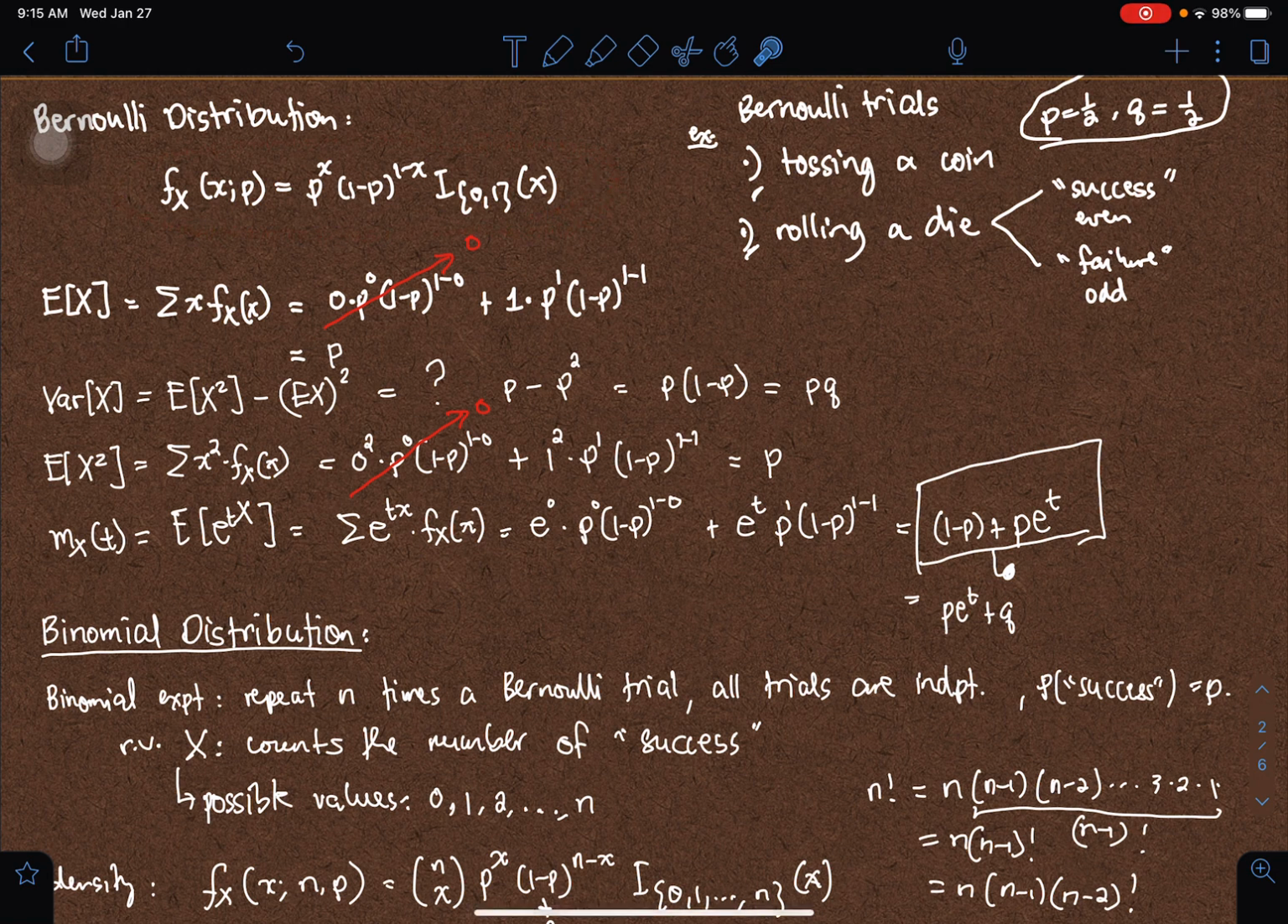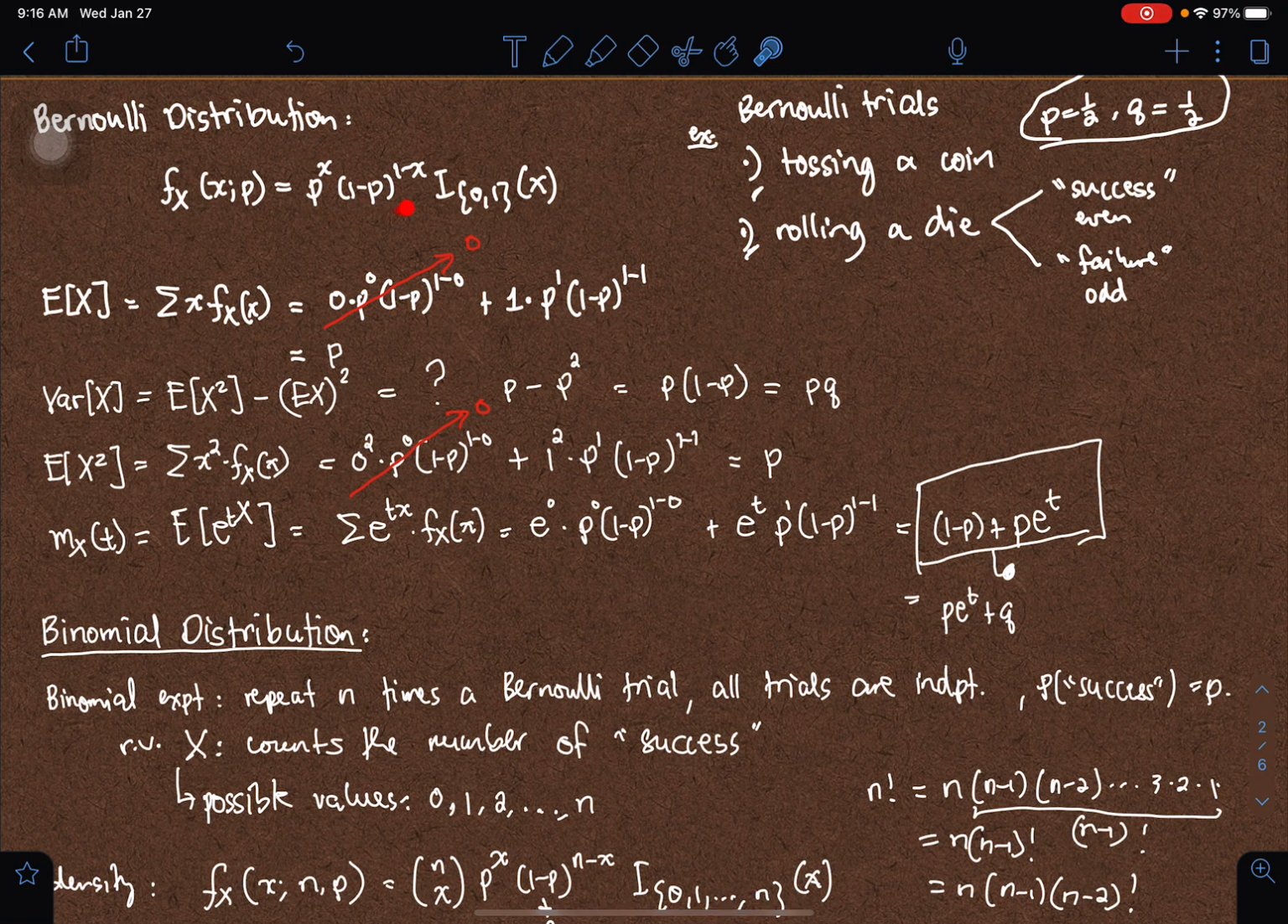So f sub X of x, comma p. So p here is the parameter. That's the probability of success. Then it will be equal to p to the x times (1 minus p) to the (1 minus x) times the indicator that x takes on either 0 or 1. Okay, now if we're going to substitute 1 here, we must be able to get the number p, because the 1 here corresponds to the, quote-unquote, success outcome. And we just said that the probability of occurrence of a success is equal to p.